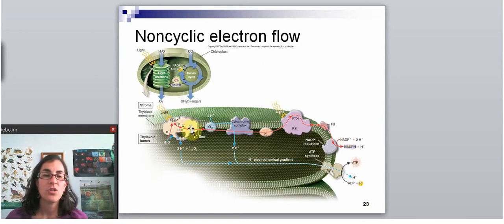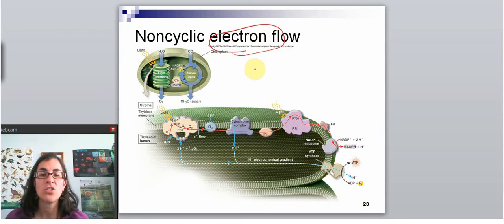Over in PS2, energy is absorbed. That energy is sent to the reaction center where an electron is boosted and then passed to an electron transport chain. The electron transport chain harvests the energy to move hydrogen ions against their gradient. That gradient is used to make ATP, and then that electron gets passed to PS1 where light energy also boosts the electron and then passes that energy-rich electron to make NADPH. So I could also write this out as electron flow.